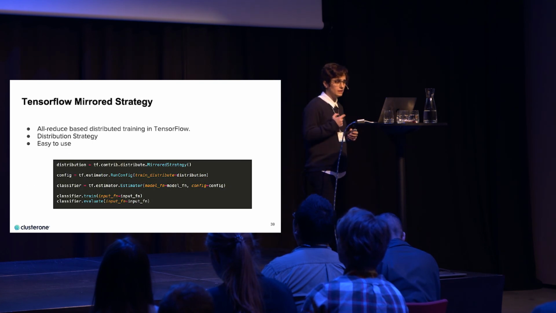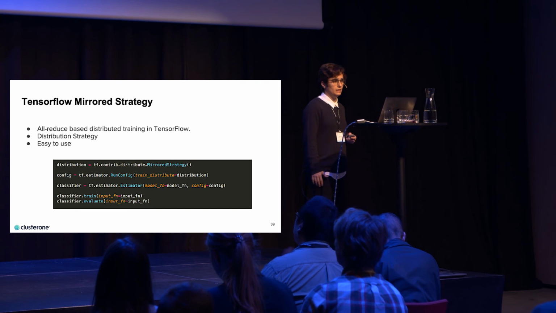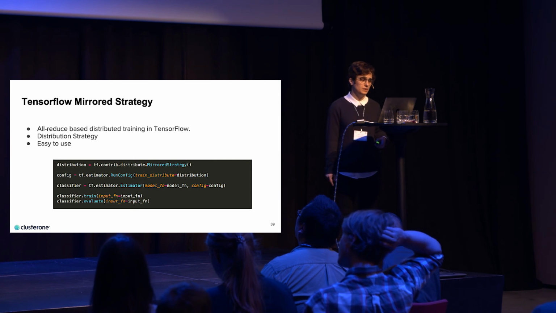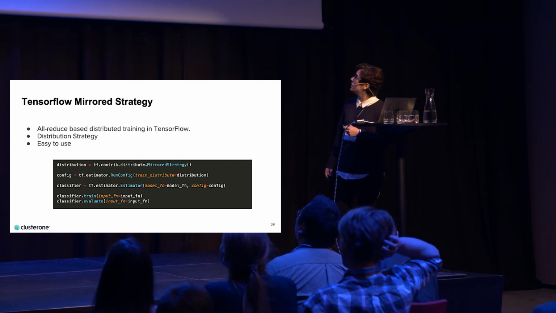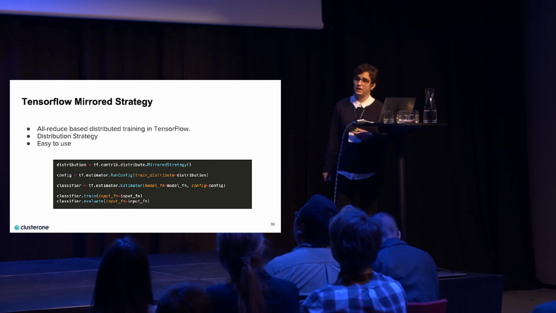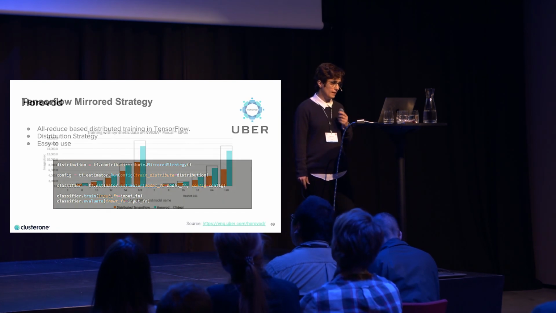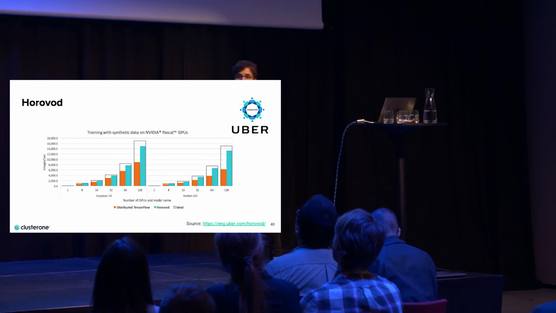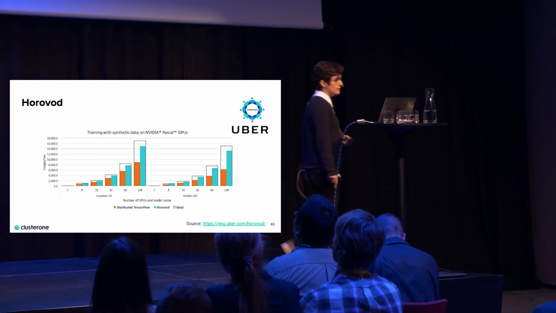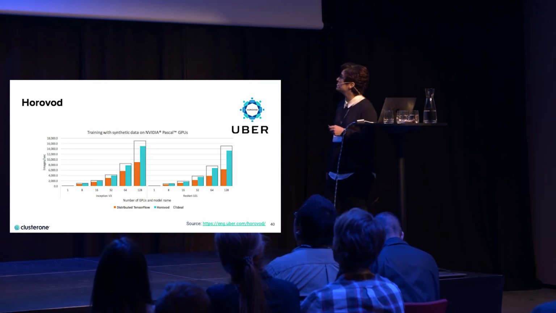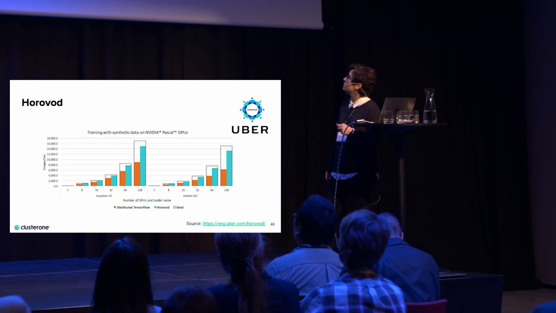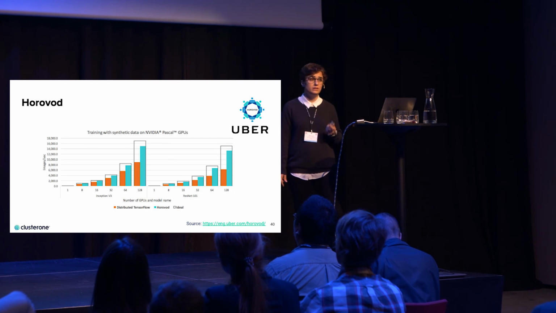Mirrored strategy is one that was presented this year at the TensorFlow Summit, and it's one of the examples of a distribution strategy. It's easy to use, and it's basically a one-liner change in your code. And Uber released Horovod, which is based on OpenMPI, and it helps when we are at scale in terms of performance. You can see here, this is distributed TensorFlow, and this is Horovod when we use a larger number of resources.